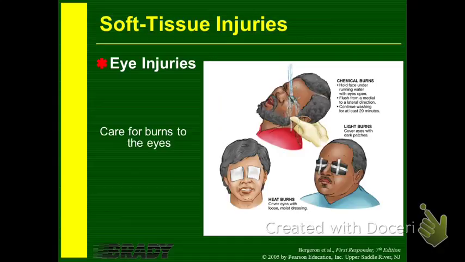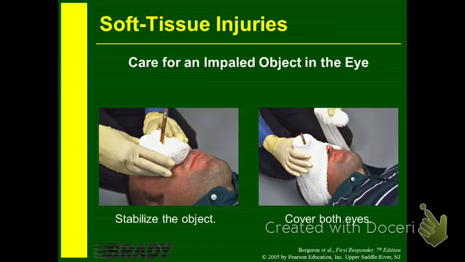Chemical burns, objects to the eyes, light burns, all the same. Flush it out, bandage both eyes. All right. Any questions there before we go into a different topic?